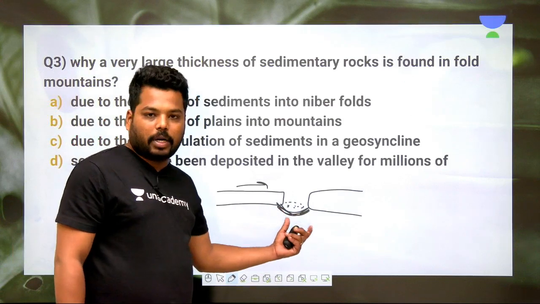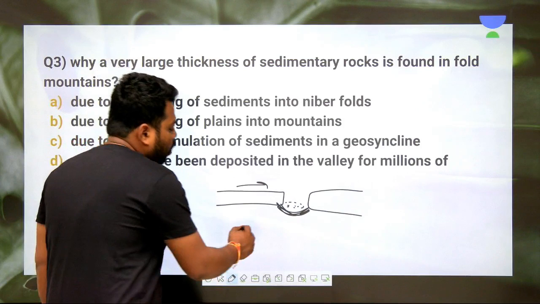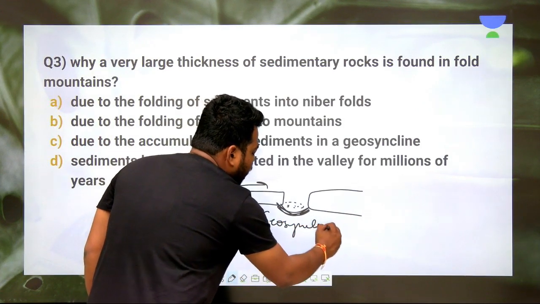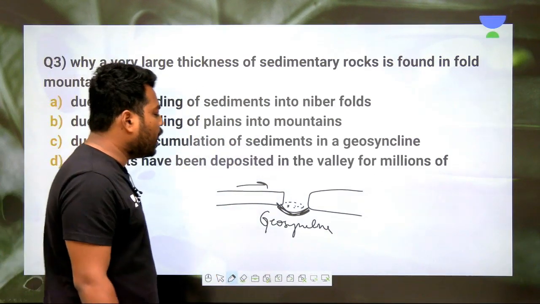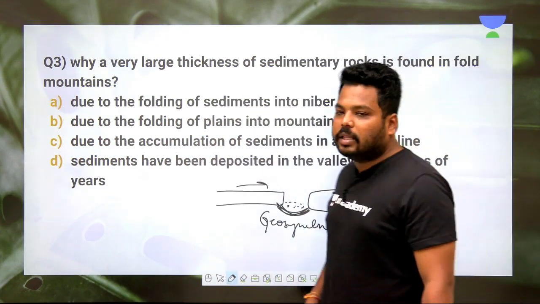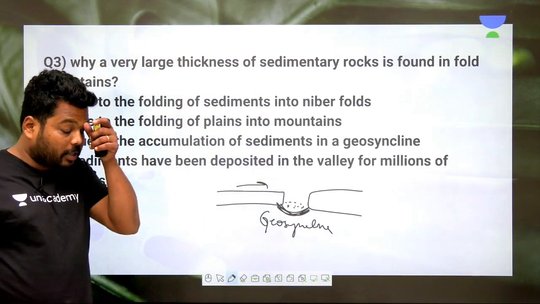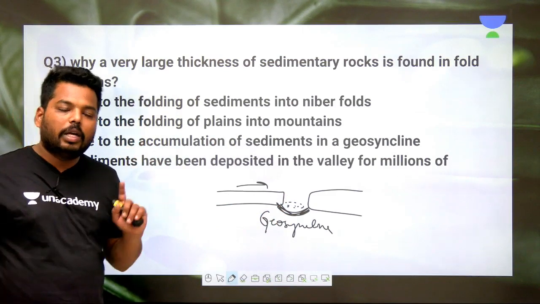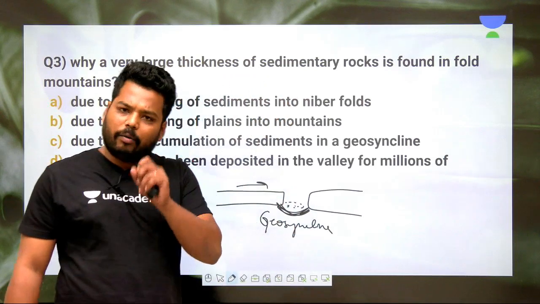This narrow portion, a narrow valley-like structure, would be called a geosyncline. This is called a geosyncline. A narrow valley-like structure present at the margins of the countries and continents is considered a geosyncline. And this particular geosyncline is present in all the fold mountain folds. So wherever you find fold mountains, there the concept of geosyncline would be developed.